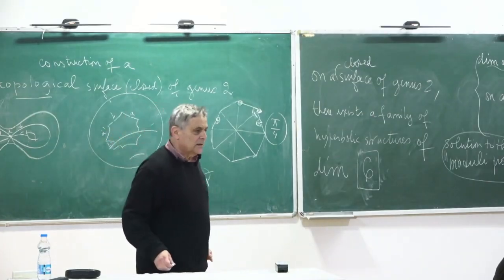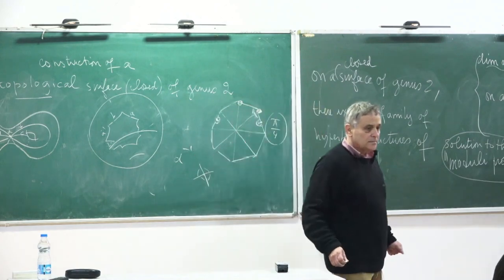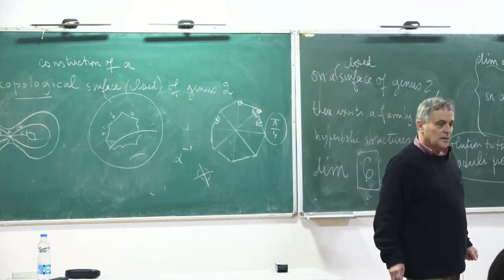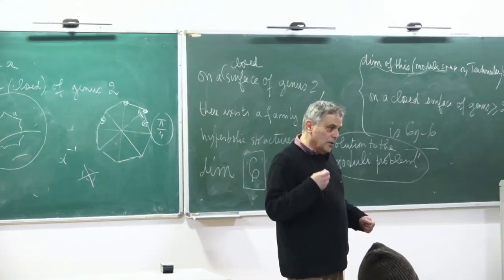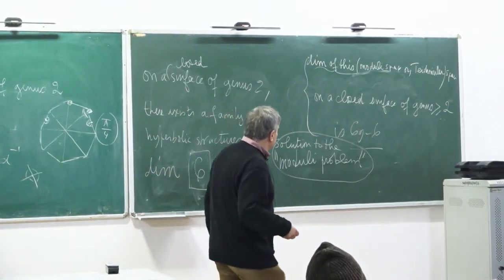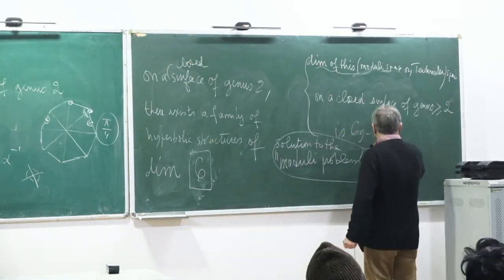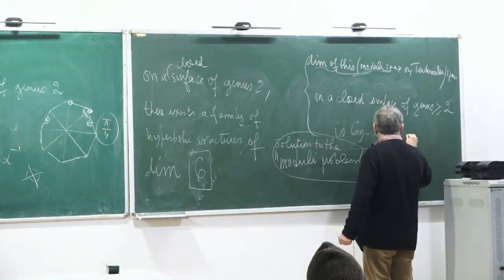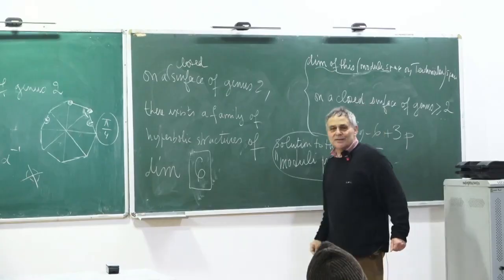More questions about it? If you add punctures to that, can you comment about the dimension? The dimension becomes greater. Is there a formula? Yeah, there's a formula: 6g minus 6 plus 3p, the number of punctures.